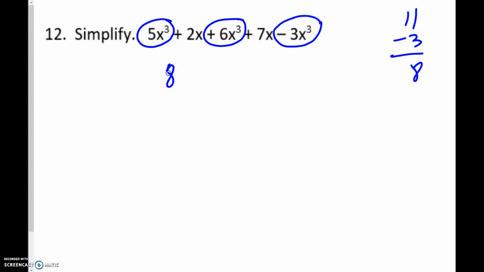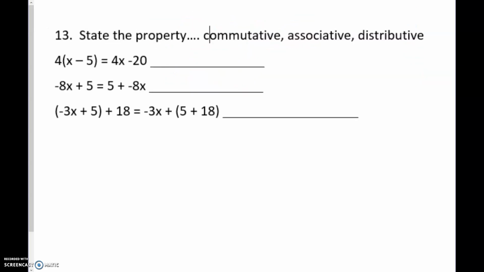So I have 8x to the third power. Okay, then this is an x, and this is an x. So 2x plus 7x, don't forget your sign in here. You need a plus and then 9x. You need to put that sign in there for that plus.